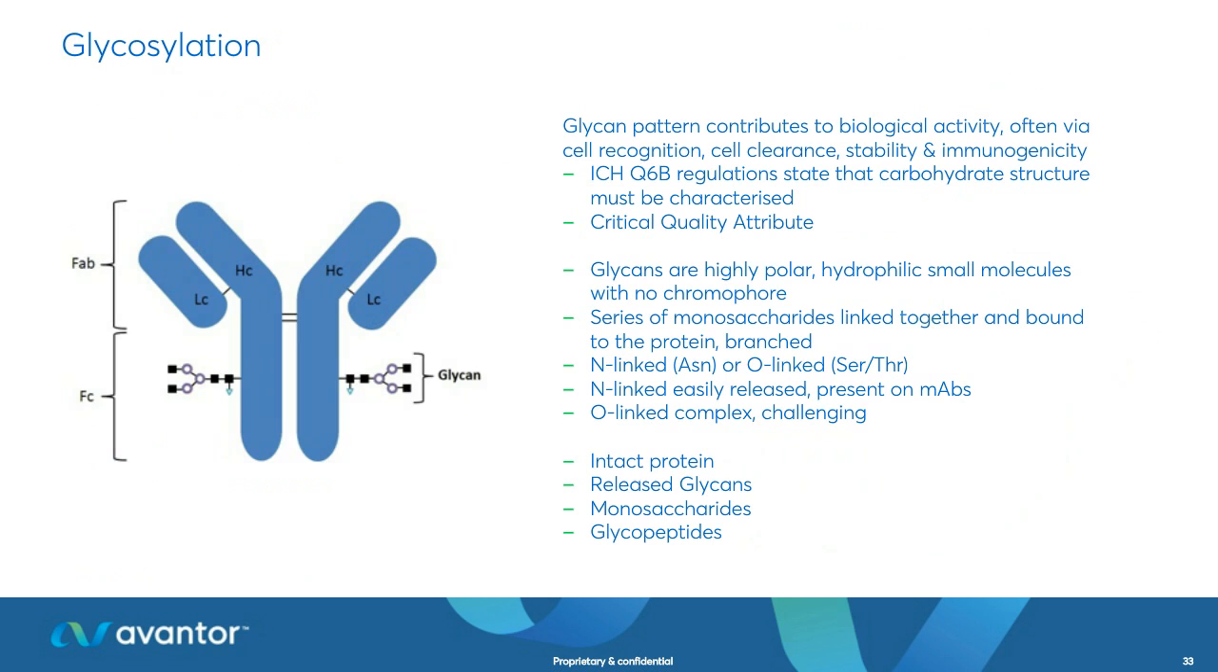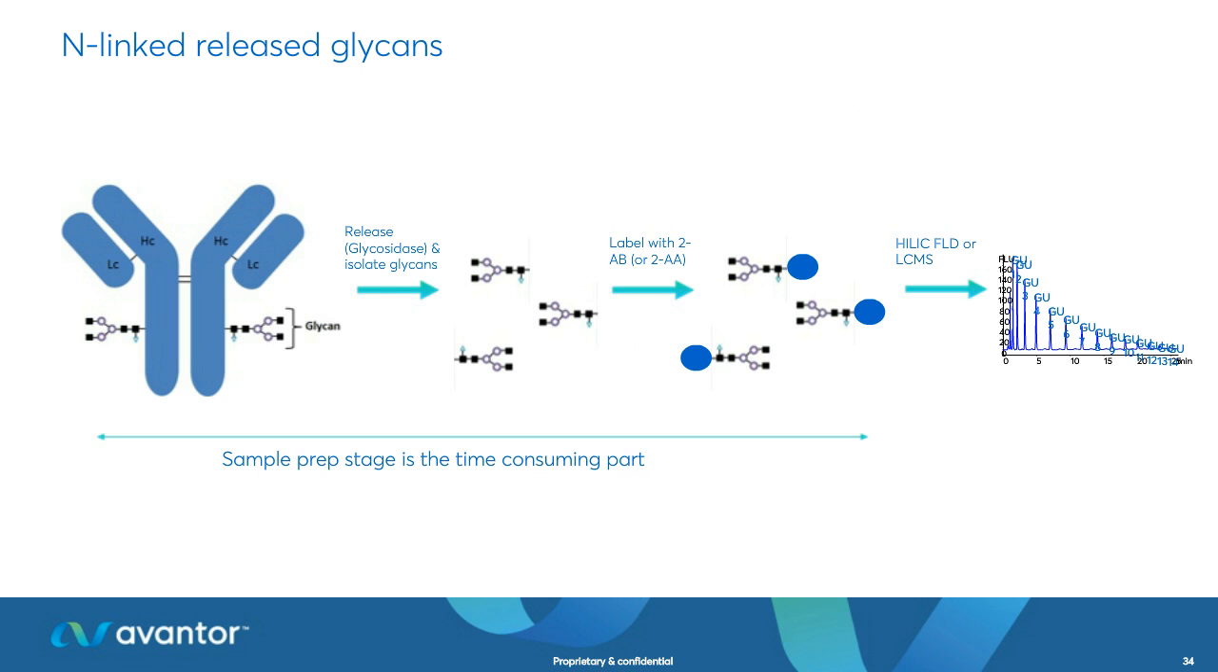Most proteins, in fact, I think about 60% or 65% of the protein therapeutics on the market are glycosylated. That means that we need to look at that glycosylation pattern, that sugar pattern, and map it and make sure we're characterizing it properly. Again, it's one of the ICH Q6B regulations, so you need to look at this as a critical quality attribute. I've got a very simplified diagram of how you can do this.